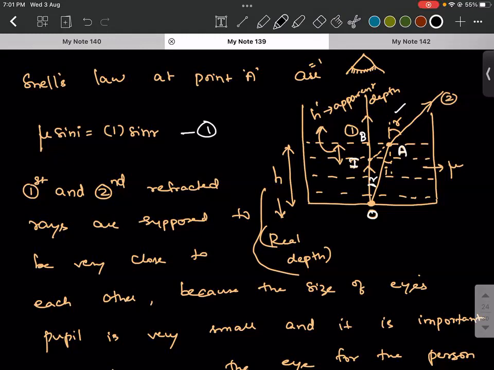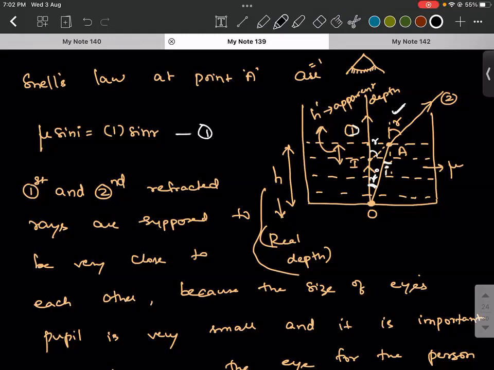Oh, I made a mistake, sorry. It is not R, it is I. Correction. If this angle is R, this angle will also be R because they are corresponding angles. Whereas if this angle is I, then this angle will be I because they are alternate interior angles. So again, the logic is the same. Wherever you need to find the distances, you need to go with Snell's law and the right-angled triangle.